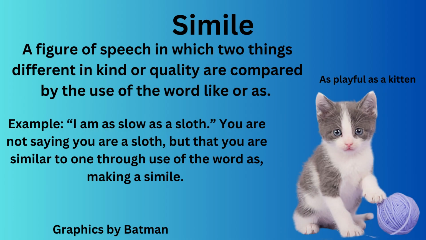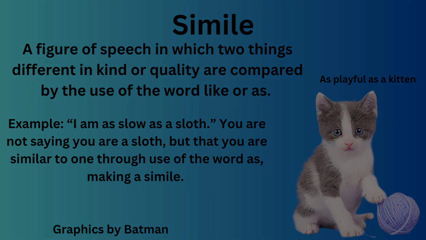Next up, we have a simile. It's a figure of speech in which two things, different in kind or quality, are compared by the use of the word like or as. You could say, I am as slow as a sloth. You're not saying you're literally a sloth, but that you are similar to one through use of the word as. I'm as cool as a cucumber. We're like two peas in a pod.